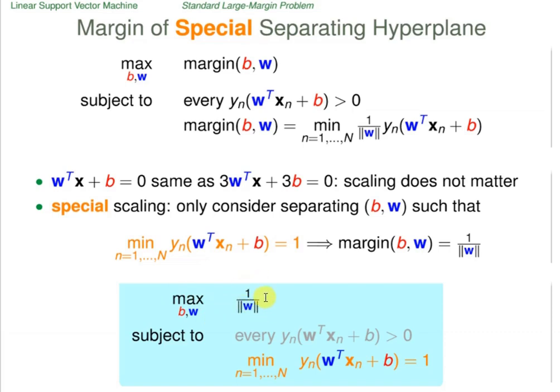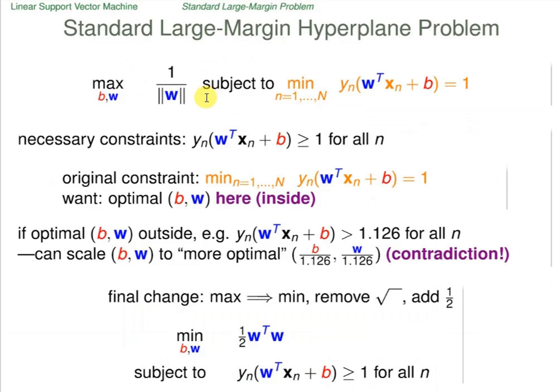We're now making our optimization even friendlier, simpler. So the new optimization can be written as follows. Maximize the objective function, which is equal to 1 over the norm of w, subject to every point being correctly classified, and another condition that we are considering the special case of hyperplanes with the margin equal to 1. Finally, we have the standard large margin hyperplane optimization problem. We want to maximize the objective function, subject to the minimum distance to the nearest point from the hyperplane being equal to 1.